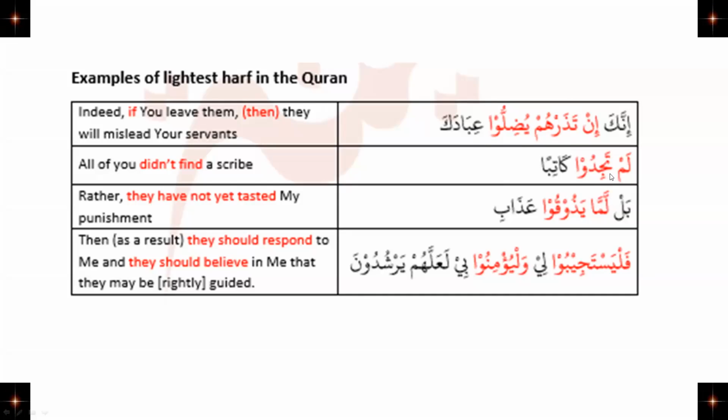Okay. Lam tajidu. Lam is harf of jazm. Tajidu is fi'l mudari, and the sign of jazm is dropping of the noon. So tajidu antum. Okay. But lamma yadhuqul adhab. Lamma is one of the harfs of jazm, or harf of lightest. Lightest means jazm. Yadhuqu is fi'l mudari lightest. How do I know it is lightest? Because it's preceded by lamma and the noon has been dropped.